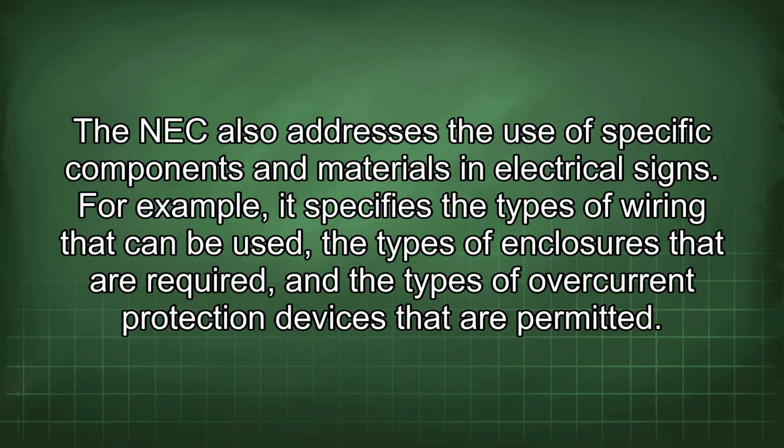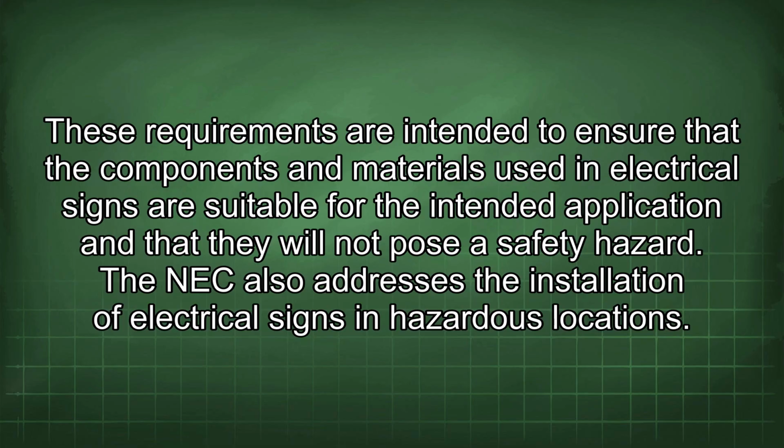The NEC also addresses the use of specific components and materials in electrical signs. For example, it specifies the types of wiring that can be used, the types of enclosures that are required, and the types of overcurrent protection devices that are permitted. These requirements are intended to ensure that the components and materials used in electrical signs are suitable for the intended application and that they will not pose a safety hazard.